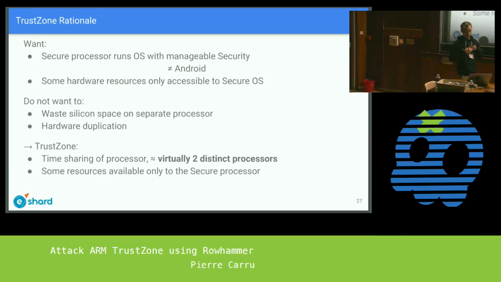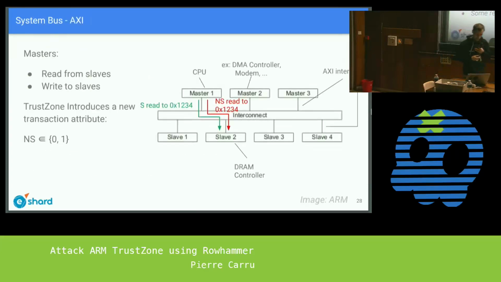So it's okay. The basics of it is you have a processor and you are time sharing it between the non-secure side and the secure side. So you have two OS running, one which is Linux usually and one which is a proprietary secure OS. And you can go like time sharing between two user processes. You are scheduling one OS or the other. How does this work?